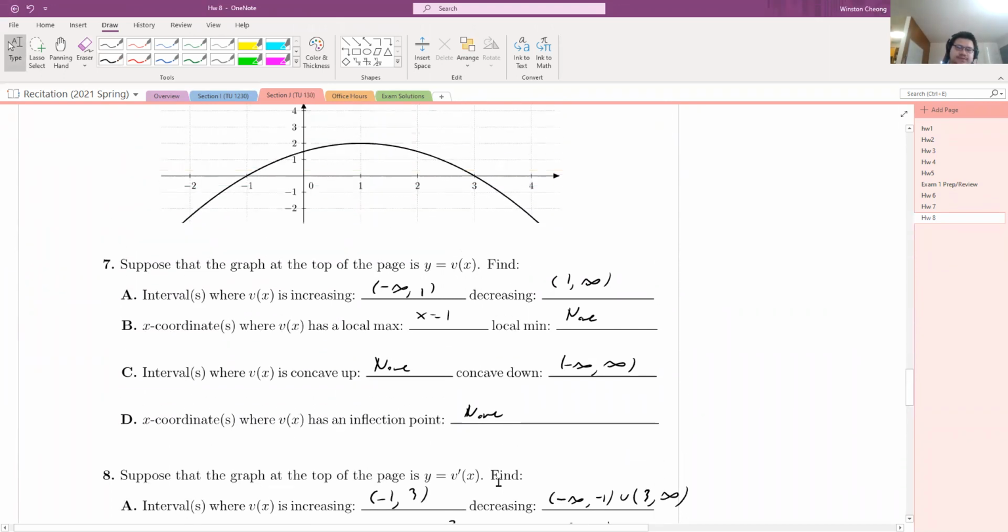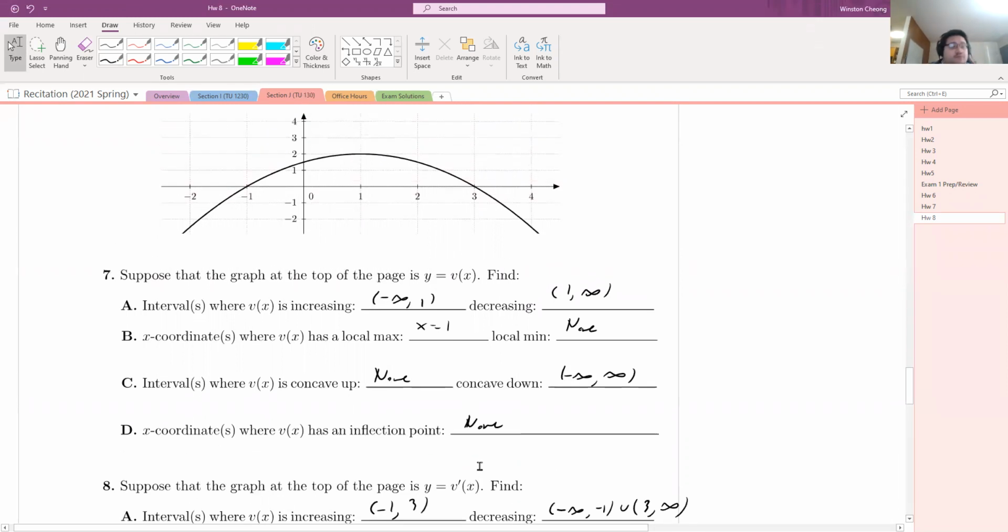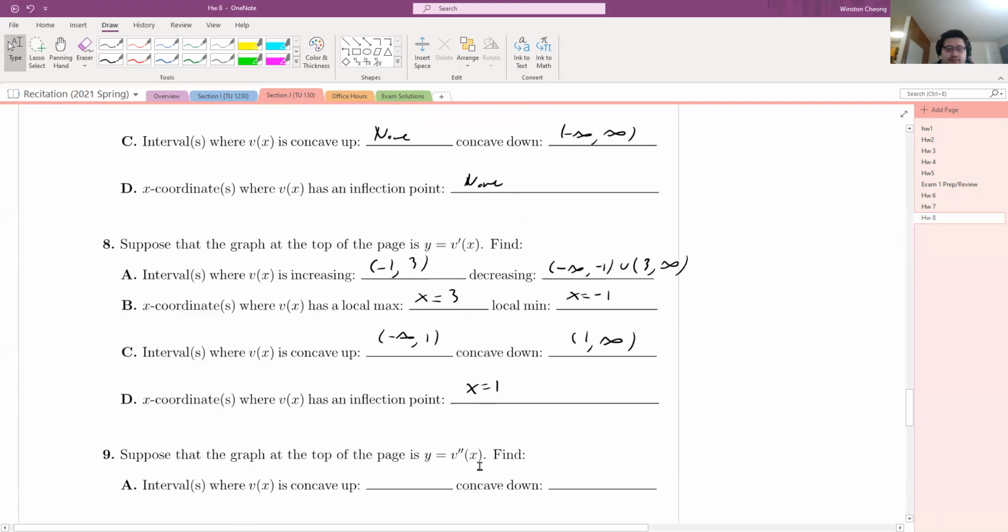Technically, there's a bit more to the definition of inflection point. Not only is the second derivative supposed to equal 0, but the concavity around it is supposed to change. But here it does, so we have no problems with that. Concavity is supposed to change. Yeah.